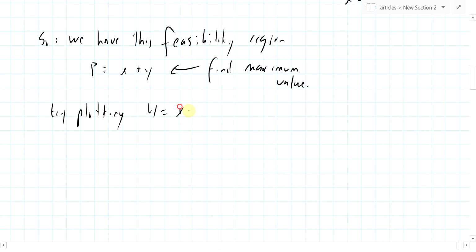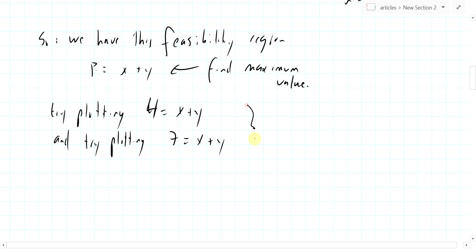So, if we want to see what the maximum is, we can say, well, we'll plot 4 equals x plus y. Is it possible for me to make a profit of 4 in this region? And try plotting 7 equals x plus y. So here's 7. It's a different value of p. Is it possible for me to make 7?